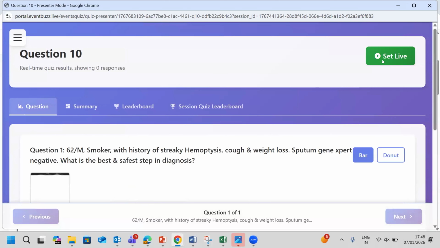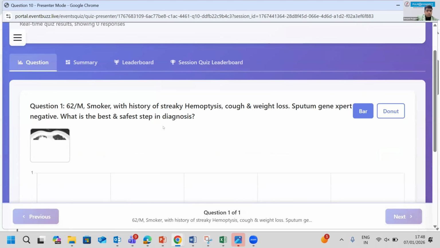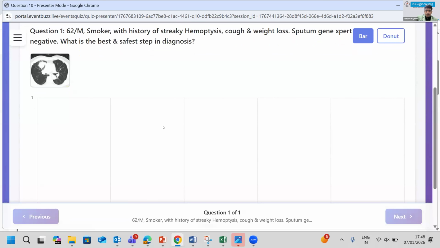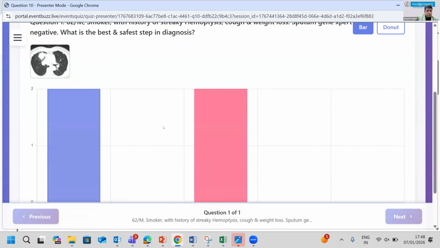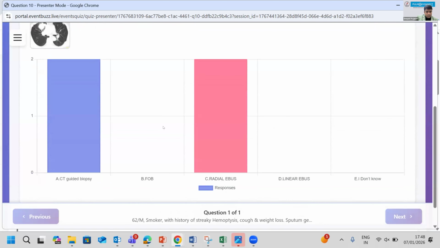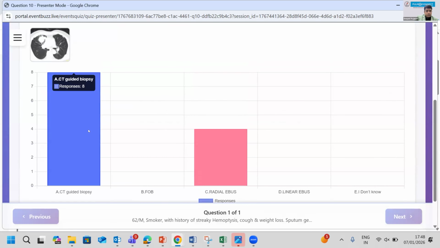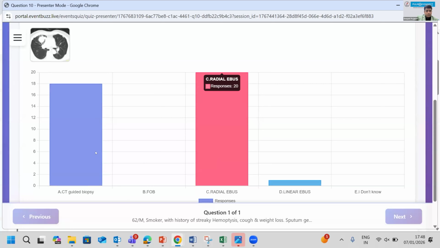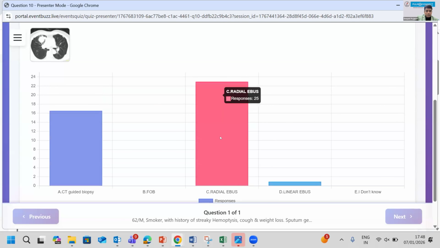So moving to question 10, which is live now. The 10th question is a 62-year male smoker with the history of streaky hemoptysis, cough, and weight loss. The sputum GeneXpert was negative. What is the best and safest option for the diagnosis? So this is the CT image, and it is showing the sunburst appearance. So how to approach this lesion?